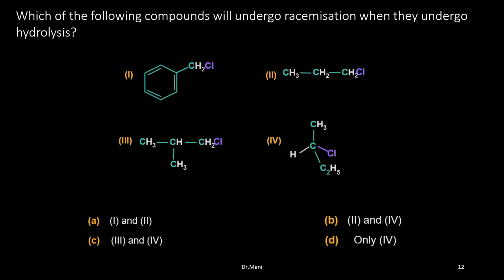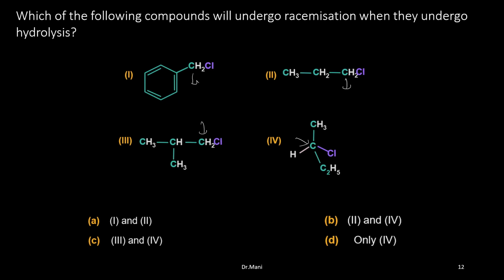Here you need to find out which one is the chiral carbon. If you see this one, is this a chiral carbon? Is this a chiral carbon? Or is this a chiral carbon? So just find out which one is a chiral carbon here. Guys, tell me what would be the answer.